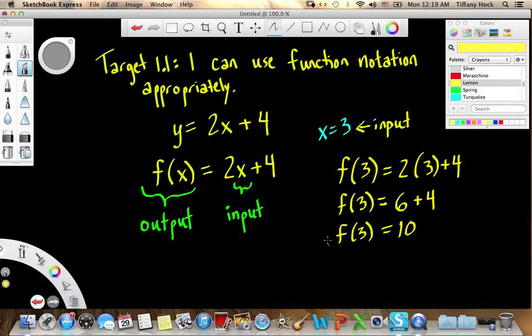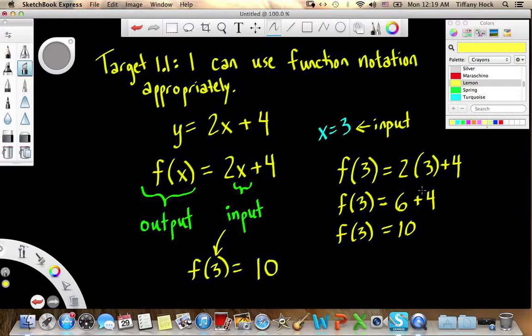Sometimes you'll come across problems that will say f of 3 equals, and that just means plug 3 in. This is your input. Since it's inside the parentheses, that means it is your input. So that means plug it into the equation where the x goes. So we would do 2 times 3 plus 4, and the answer we would get as the output would be equal to 10.